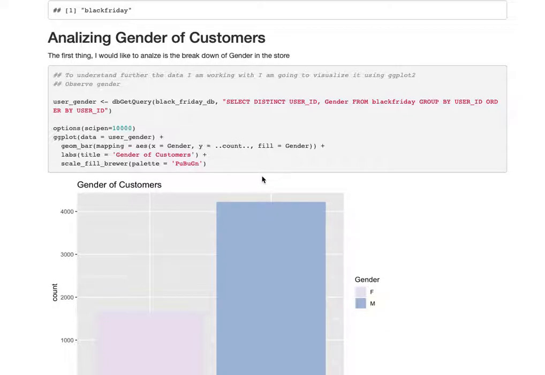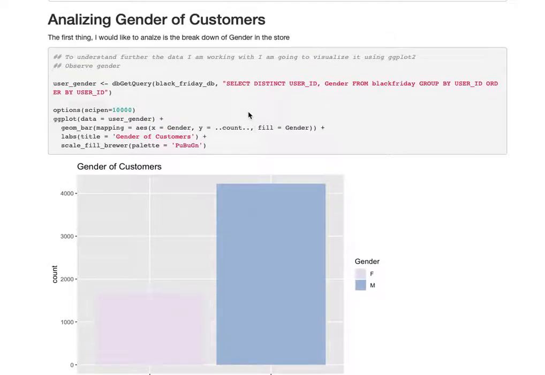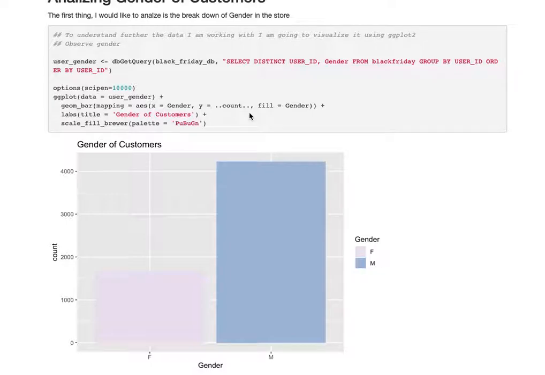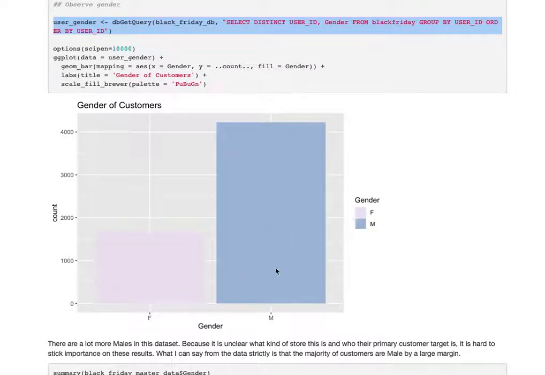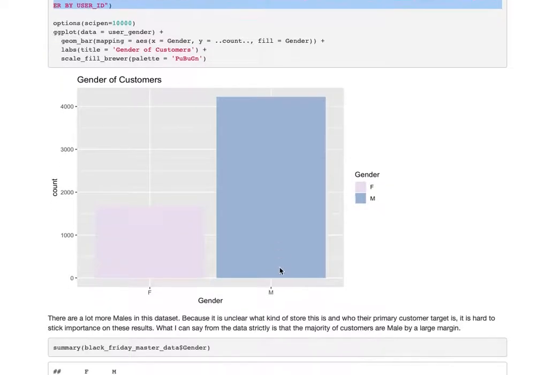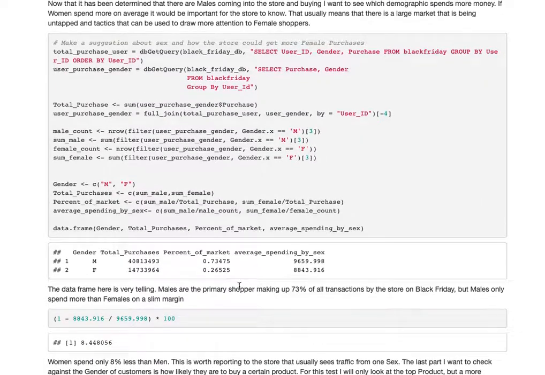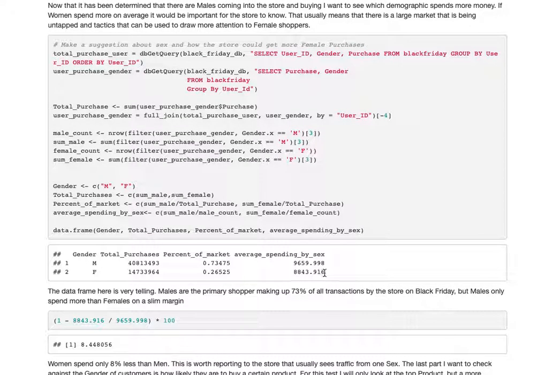So starting off, I wanted to analyze my first variable of gender, see what customer was coming through the store more often. Who was their most frequent customer on Black Friday, rather. So I do a query to my database, and I break it down off of gender. As you can see, a lot more males come to this store than females on Black Friday. But when you look at it from an average, females only spend 8% less than males.